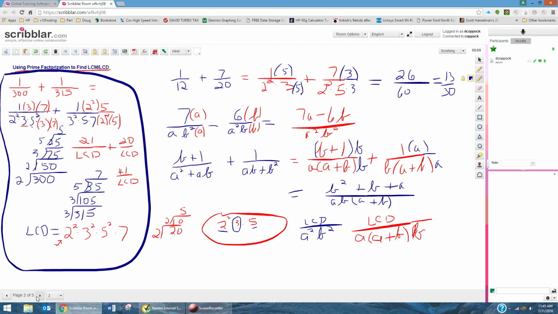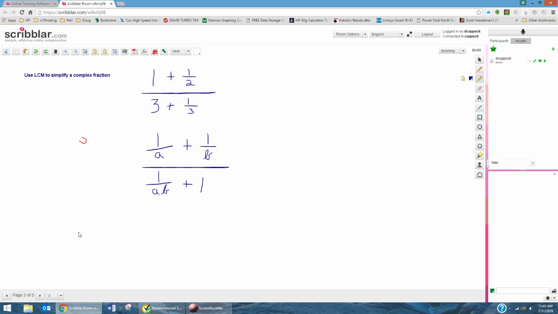So let's go to the third page here, and talk about what a complex fraction is. A complex fraction is a fraction that has more fractions in the numerator and or the denominator. So a complex fraction looks like this.